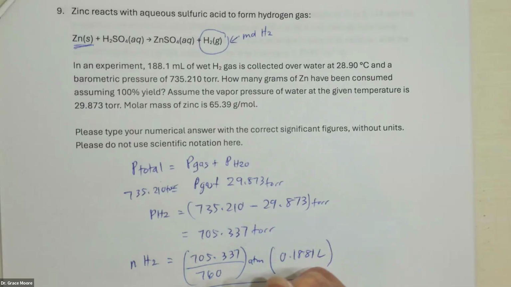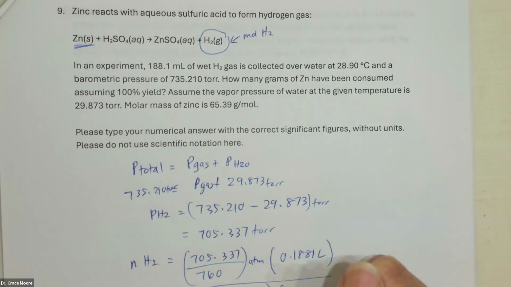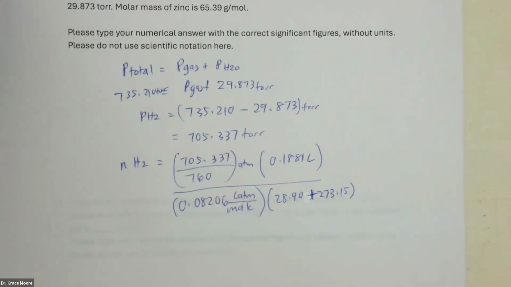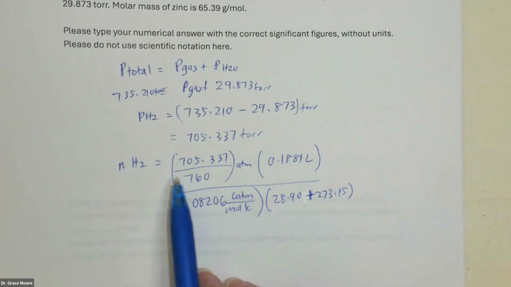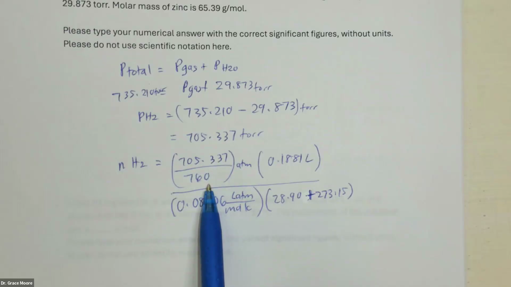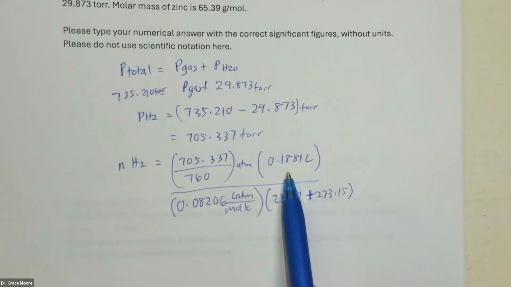Divide by R. And then the temperature that was given to us is 28.90 Celsius, but we've got to convert it to Kelvin. Okay. So on your calculator, what you're going to do is take 705.337 divided by 760, get the pressure, times 0.1881 liter.